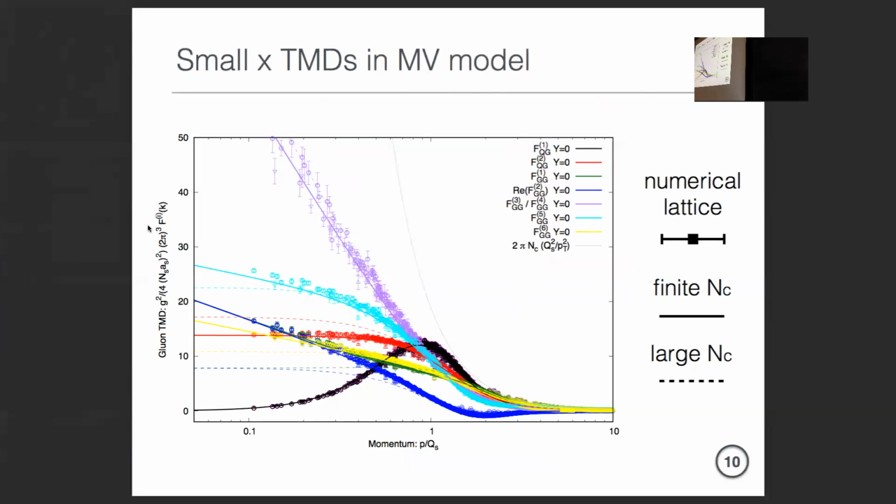Okay, so this is basically the summary of this result. So what did I do? I took the MV model, and the MV model is Gaussian by definition, so my Gaussian expressions for the various TMDs should be exact. Indeed, the full lines here correspond to the Gaussian expressions for the various TMDs. And I've compared this with a numerical lattice calculation of the same TMDs, and you can see these go through every single point. So the numerics is also in the MV model.